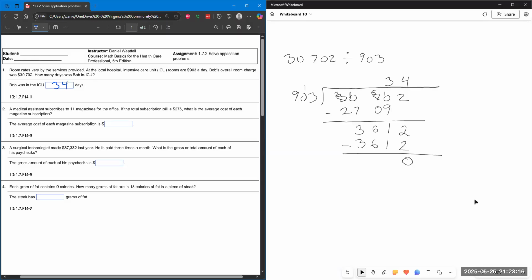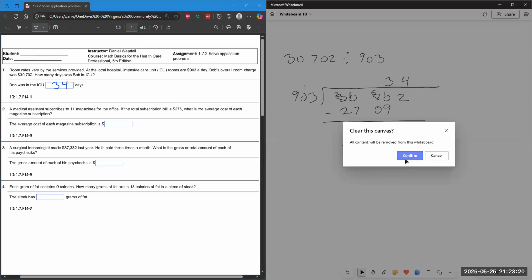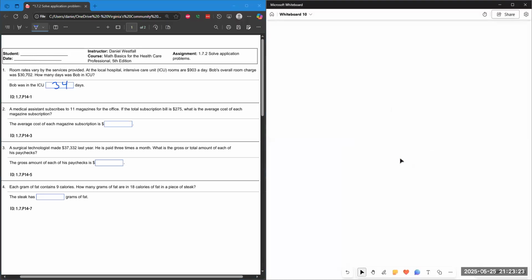A medical assistant subscribes to 11 magazines for the office. The total subscription bill is $275. What is the average cost per magazine subscription? Let's hope that this answer is a whole number here, but if we had a remainder, we would answer with a decimal to 2 cents. This is probably going to come out to be a whole number though.